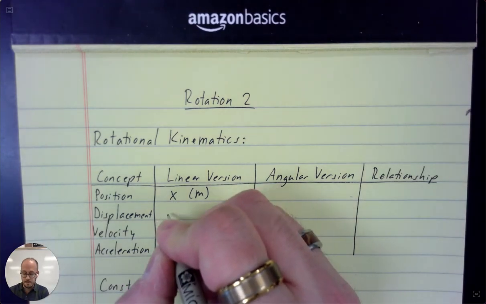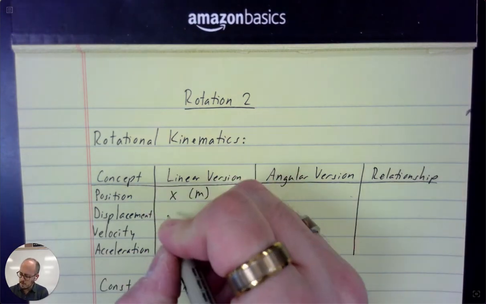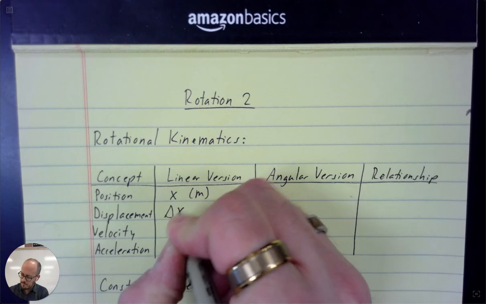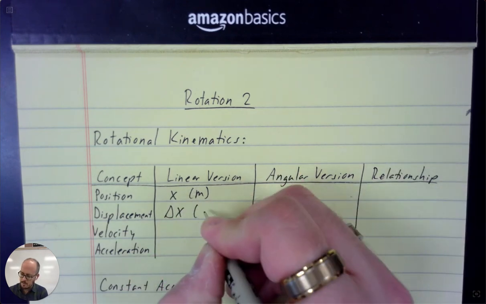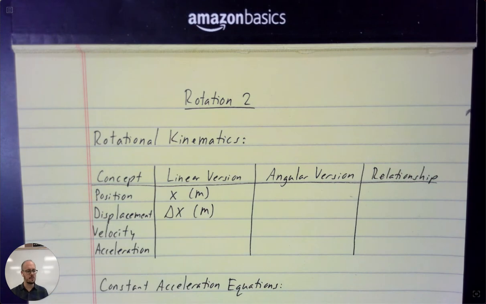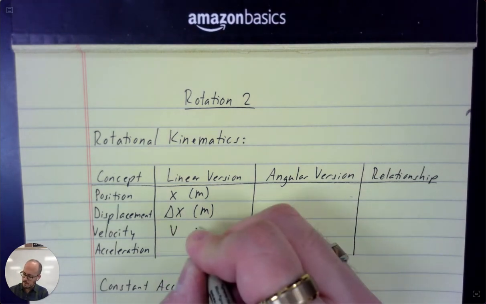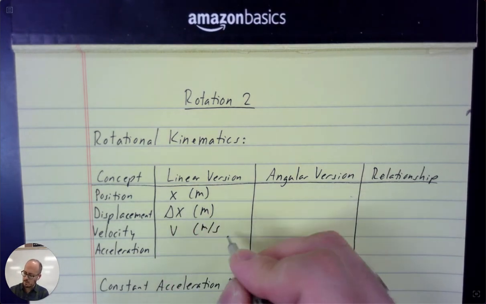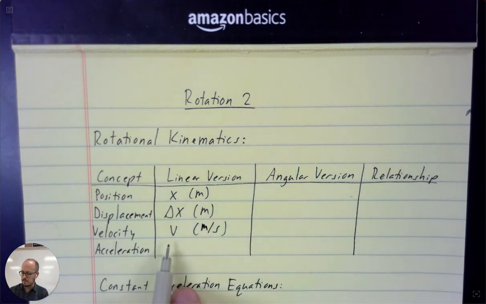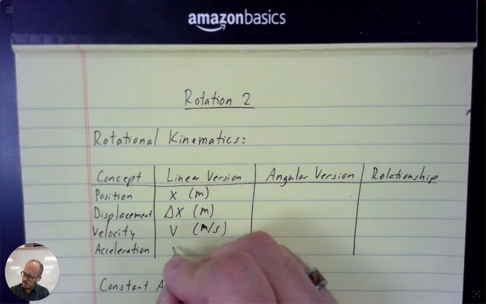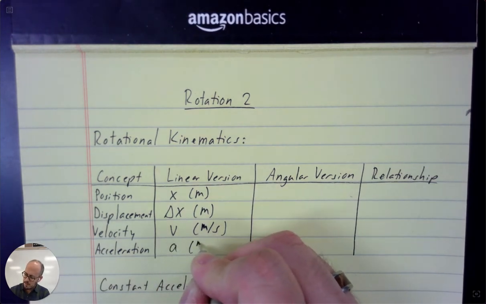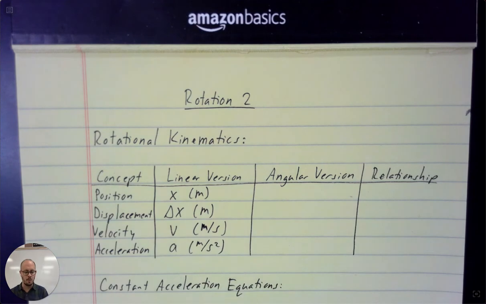If we're talking about displacement, we're talking about an object that has moved. We use delta x to describe its displacement, so change in position, and that's in meters. We've also used x minus x naught. Velocity, v, and units meters per second. So how much distance does an object move every second? And then acceleration is lowercase a, and that's in meters per second squared. By how much does the velocity change every second?